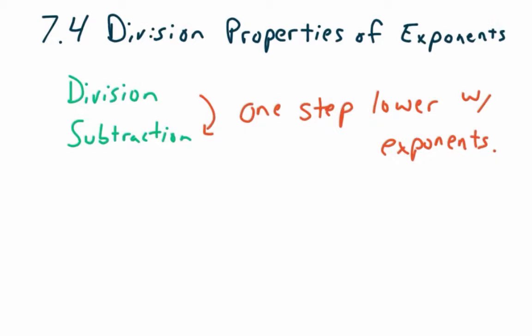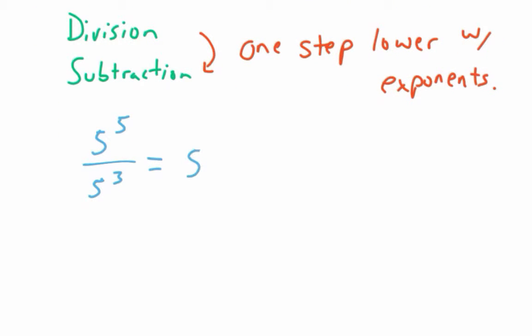In other words, I'll write an example, and then we can do the little box with the official rule in it. If I were to have 5 to the 5th over 5 to the 3rd, what do I do to my exponents there? That should end up being 5 to the 2nd, or I could write it out as 5 minus 3, so a 5 squared.